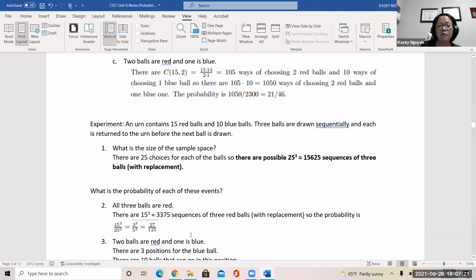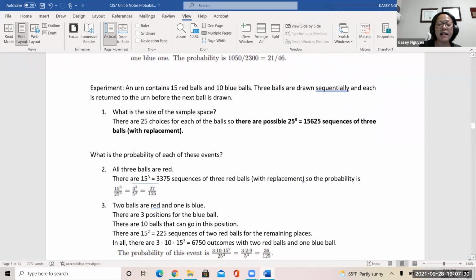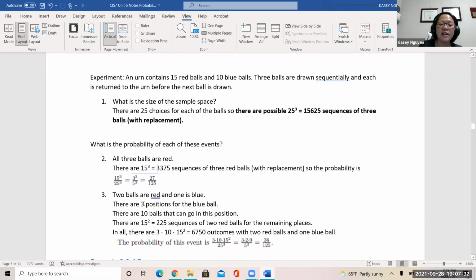What if you want to mix them up? What if you wanted to do two red and one blue, like what we've seen in the last scenario, in the last exercise. So we would have 3 positions for blue, and then there are 10 that will go into this position because there are 10 blues, right? So then you need to have 15 to the second because we're selecting 2 red, which gives you 225 for 2 red. And then only 1 blue, so you multiply it by 10.